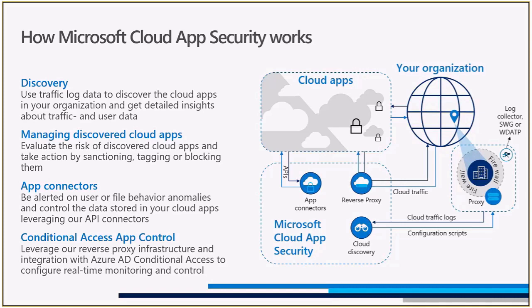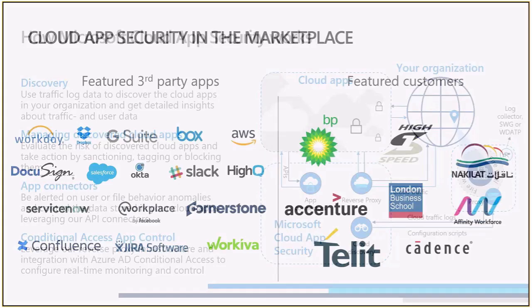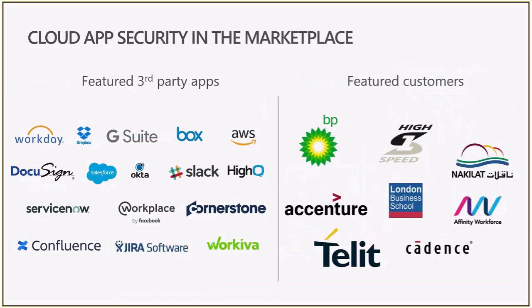And finally, we have a reverse proxy capability. Through this reverse proxy capability, which is what we call conditional access app control, we're able to intercept the traffic to your app directly and provide real-time control. Some of the applications that we can integrate with, whether through reverse proxy or through API connector, you would find here on the left side. And a few customer references that we have here. We have some case studies available on our website, customers.microsoft.com.